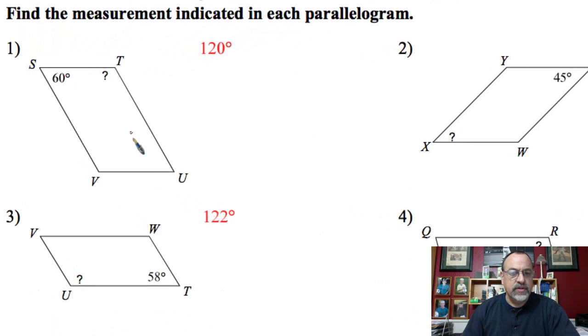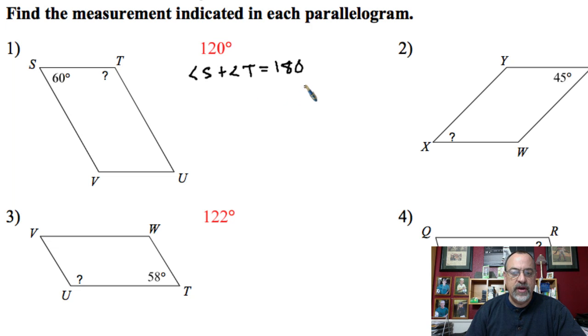Because the opposite angles are congruent, it says find the measurement indicated, so the question mark is what I'm looking for. Now, this actually has to do with what we talked about being consecutive angles. S and T are consecutive angles, and remember we said that because parallelograms are formed by parallel lines and transversals, consecutive angles are same side interior, or supplementary. So the geometry says that angle S plus angle T is going to equal 180.